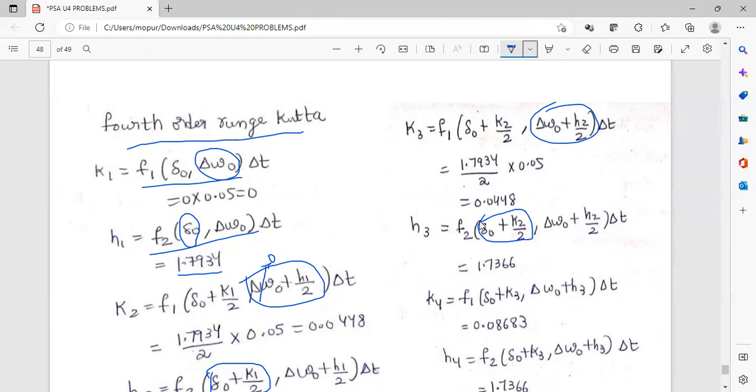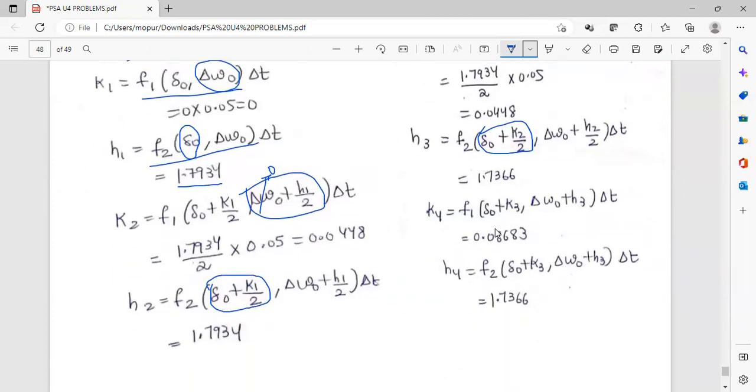That is pi f naught by h into Pm minus Pe2 max into sin del. Wherever we are having k, we will be getting the first function, which is d del by dt, which is del omega. So you should take this value in that sine function. Then K4, again it is del omega naught plus H3, which is H3 1.7336 into 0.05. H4, we should take del naught plus K3 in the function.